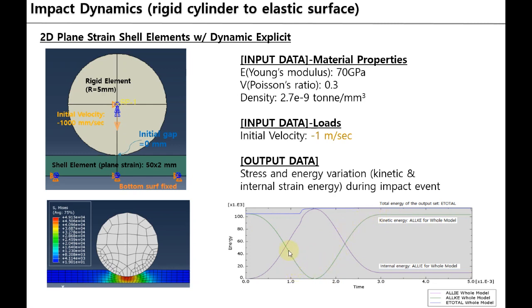the green line, because we have an initial velocity of the cylinder, we have the maximum kinetic energy at the beginning, and just after the cylinder starts to rebound, at that point we have zero kinetic energy. And after the whole event, we get the kinetic energy again.